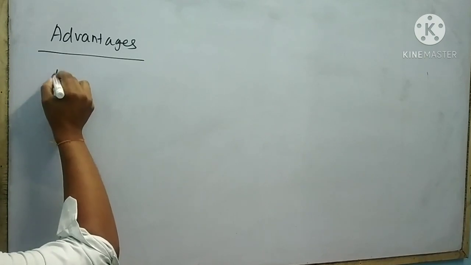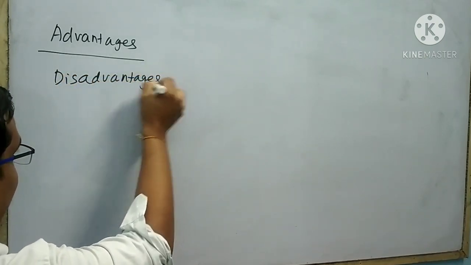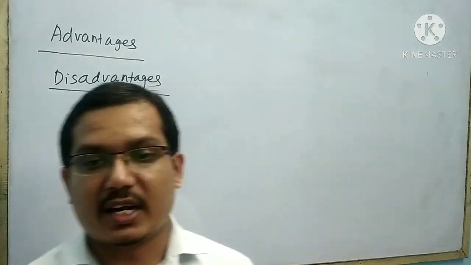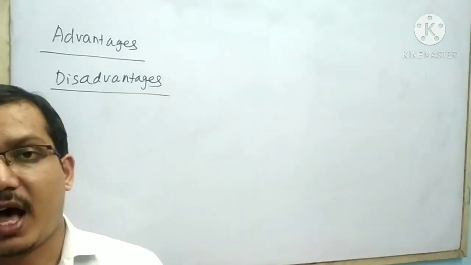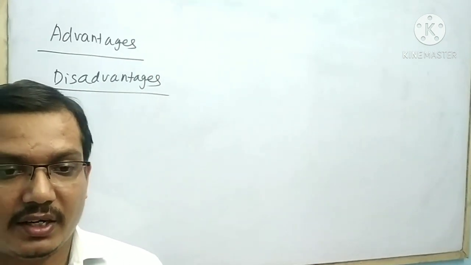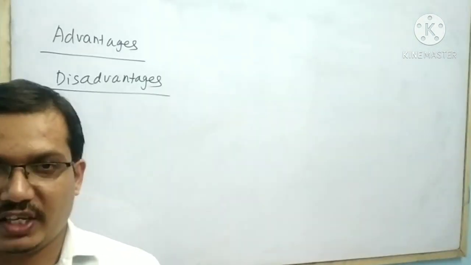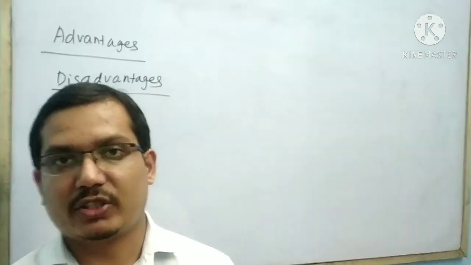Next I want to explain about the disadvantages of VSEPR theory. First point, it cannot be applied to the transition metal complex where incomplete d orbitals are involved. Second point, it cannot explain the shape of isoelectronic species. These are the disadvantages of VSEPR theory.